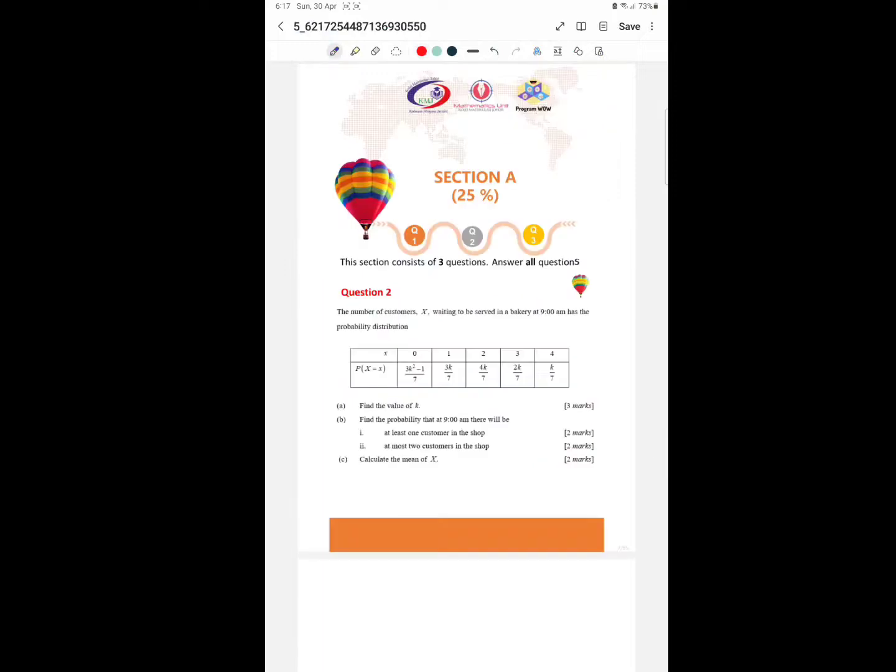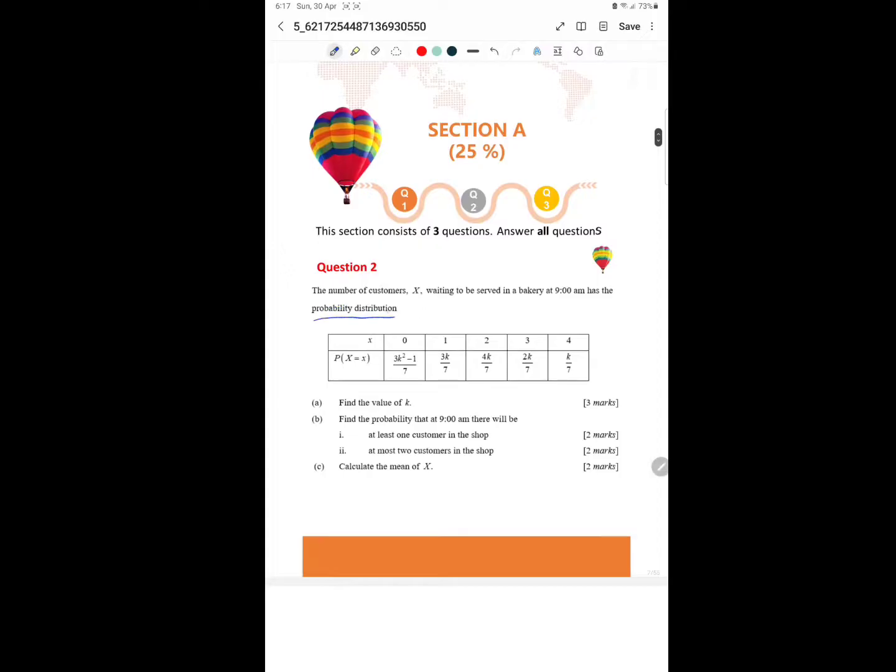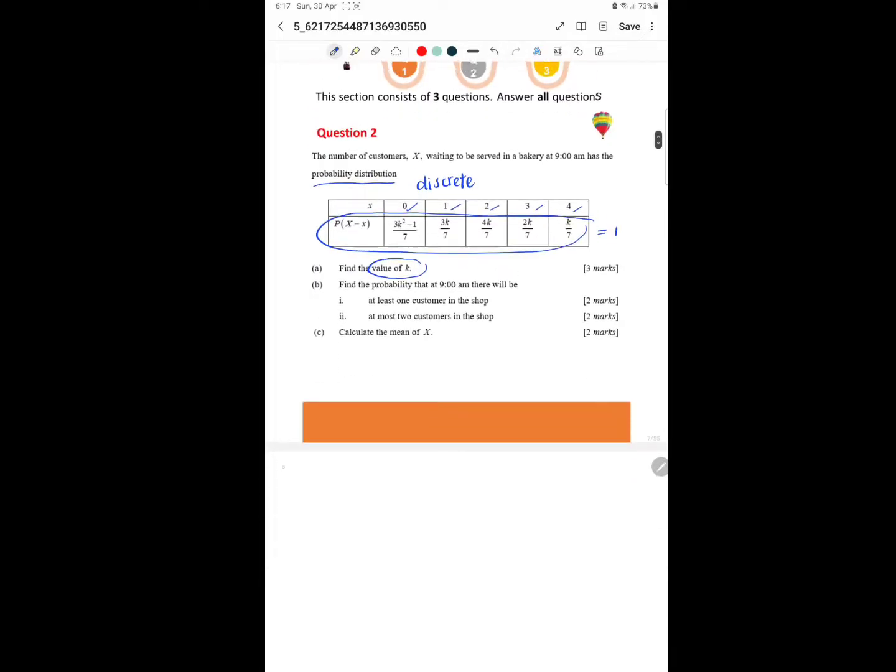Alright, now we move to section A. Question 2 is from chapter 8, random variable. So this question gives you probability distribution. This one is actually discrete random variable. Okay, how do we know? You look at the values of X, that are all integers. So based on discrete, if the question is asking for the value of K, total probability must be equals to 1. So soalan A, kita cari dulu total summation probability.